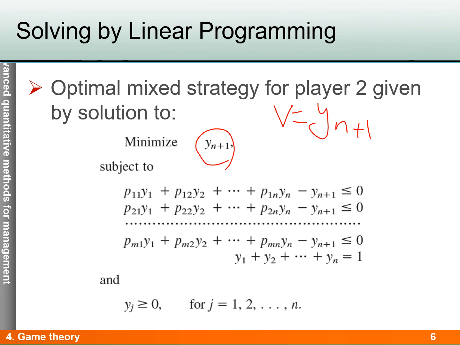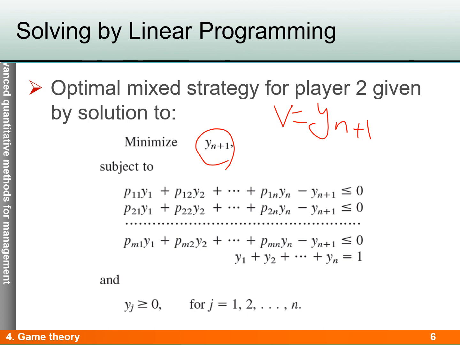Now it's formulating the other side. It starts with P11Y1 plus P12Y2 until P1N Yn, this side less than or equal to Yn plus 1. Okay, so we want to have this relation less than or equal.